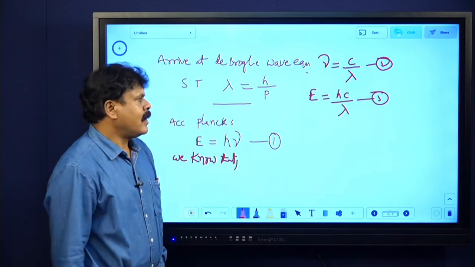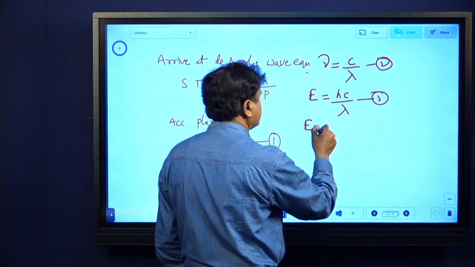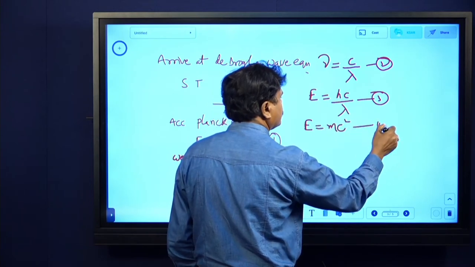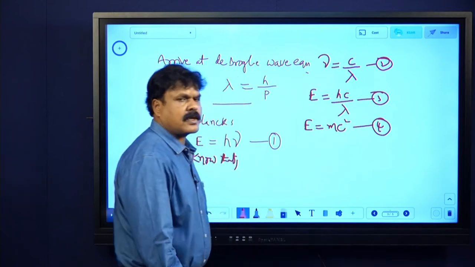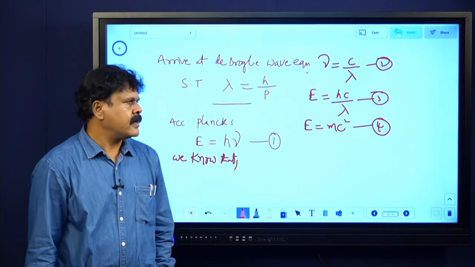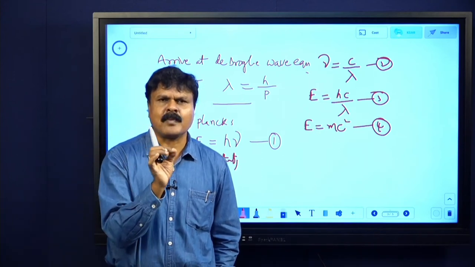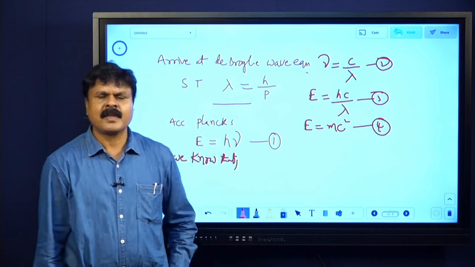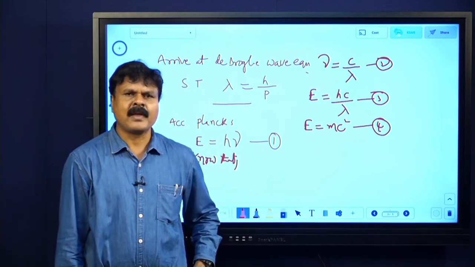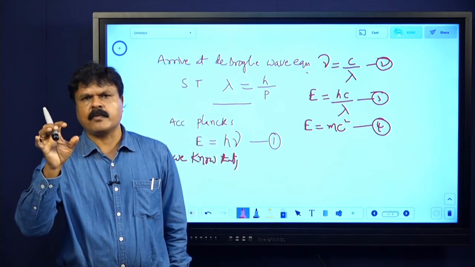Now, according to Einstein's mass energy relation, a very, very famous relation, E equals mc square. I'll be explaining it even in nuclei also. What is this? Energy and mass are interconvertible, he says. Interconversion is possible. And earlier to Einstein, we were reading the law of conservation of mass separately.